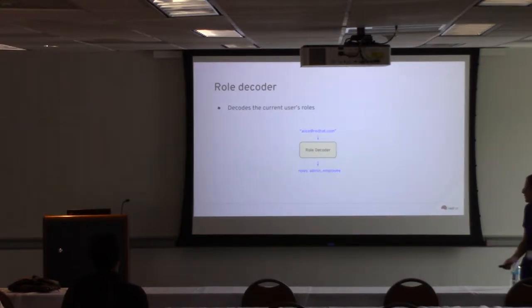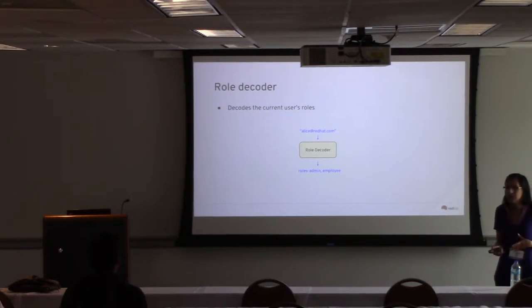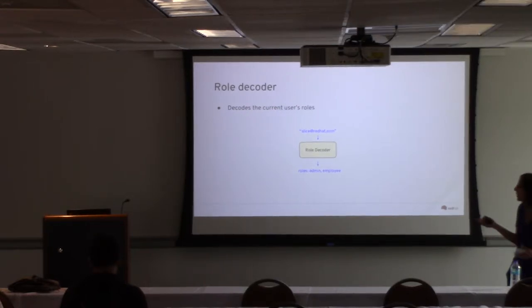In particular, a role decoder can be used to decode the current user's roles. It takes the raw identity information that's been obtained from the security realm and uses it to map its attributes to roles. In this example, the role decoder determines that alice@redhat.com has two roles, admin and employee.